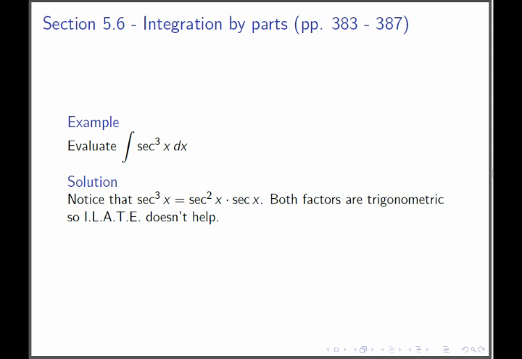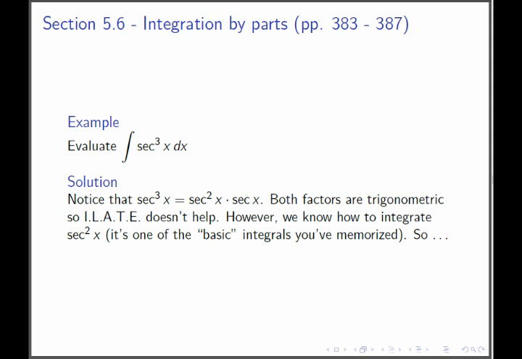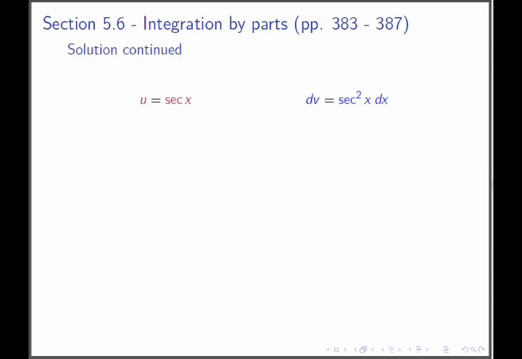So instead, I'm just going to use the fact that I know how to integrate secant squared, because it's one of the basic integrals that we've memorized. And so I'm going to make that my dv, and hopefully letting u equal secant x will work. Let's find out what happens. Let's let u equal secant x, and dv is secant squared x.